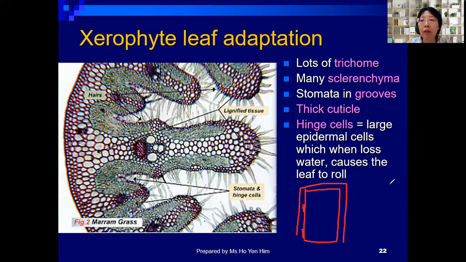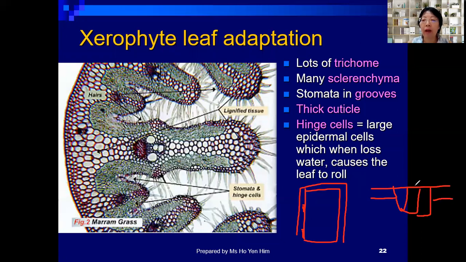Okay, so my epidermis originally is like this. These are my epidermis. And then here I've got the hinge cells. So I draw three large hinge cells, okay? Three large hinge cells here. One, two, three, okay? Then followed by my normal epidermal cell.